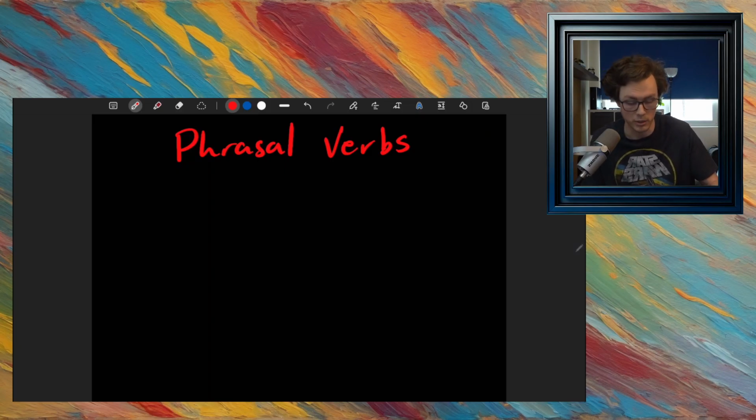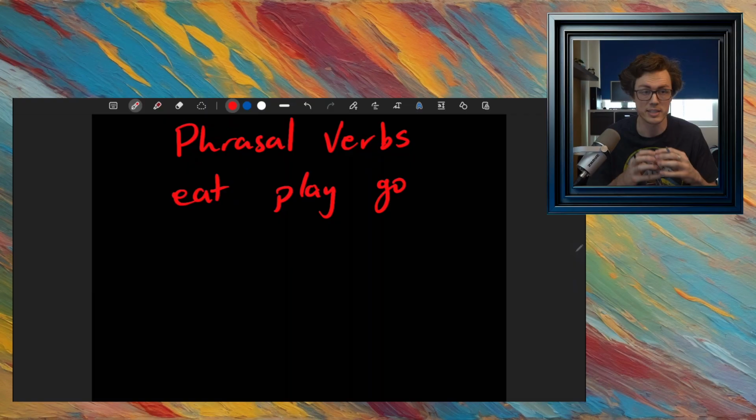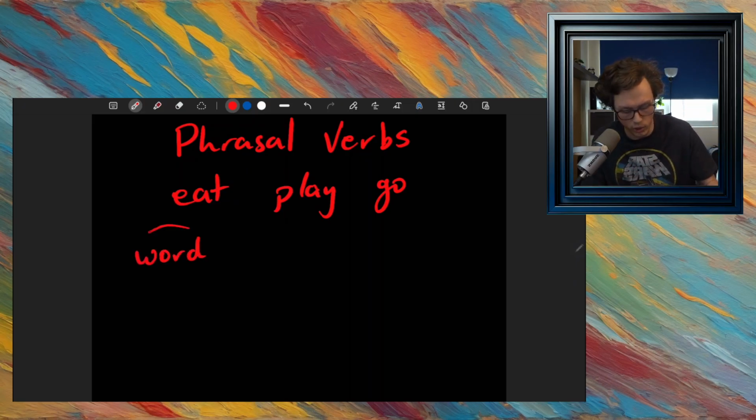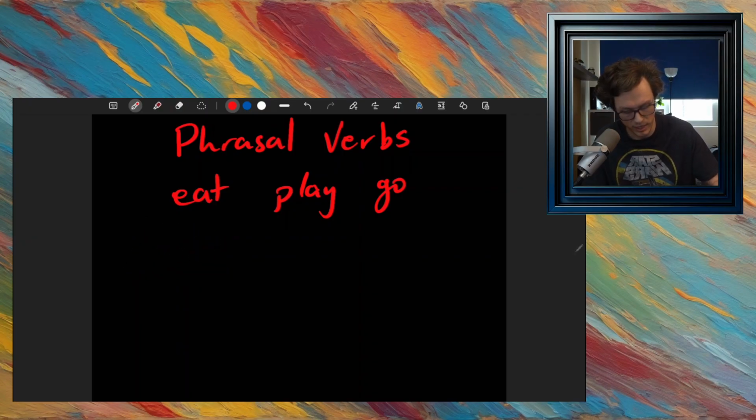The regular verbs that we use every day are things like eat, play, or go, right? A phrasal verb is called a phrasal verb because it has many parts to it, making it more like a little phrase. And this is why the word is hard to define. Is a phrasal verb one word or two? Kind of both, because, for example, let's look at something like eat up, play around, go out.